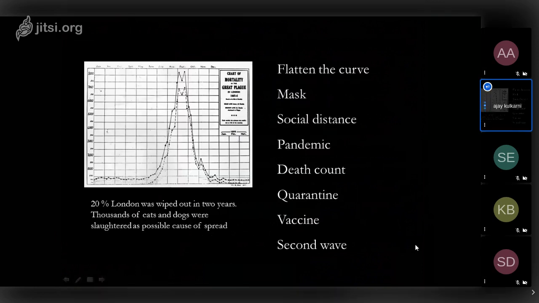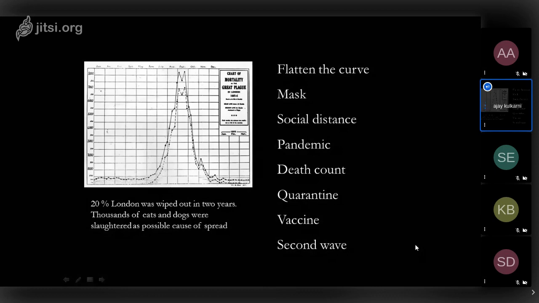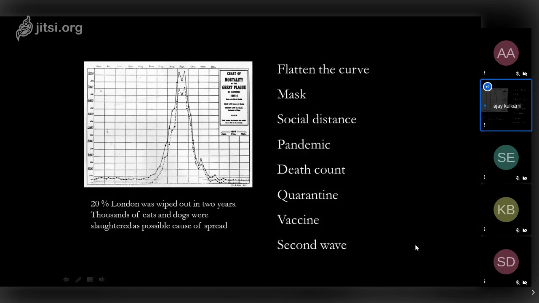Now, these terminologies are extremely popular: flatten the curve, use masks, keep social distance. Oh, it's a pandemic, it's not an epidemic anymore. It has got the entire globe. What is the death count? How many patients? Someone is quarantined. Someone needs to be quarantined. The whole world is waiting for the vaccine. Oh, it's on the way, it would come. Oh, South Korea has got a second wave, and so on and so forth. This visual noise and the noise of sound is bombarding all of us. So I don't watch TV.